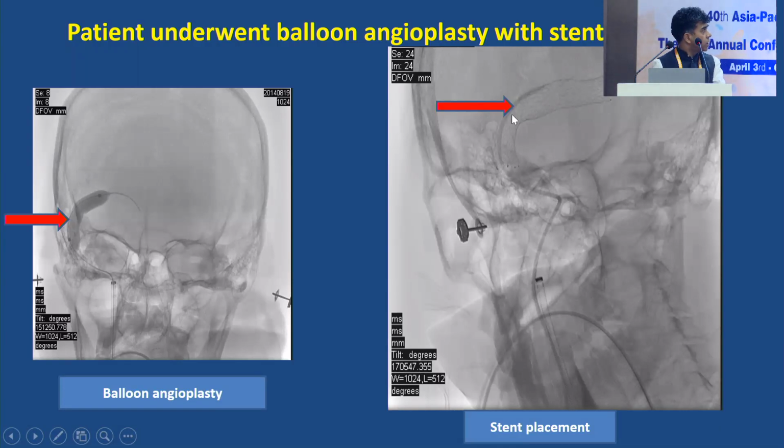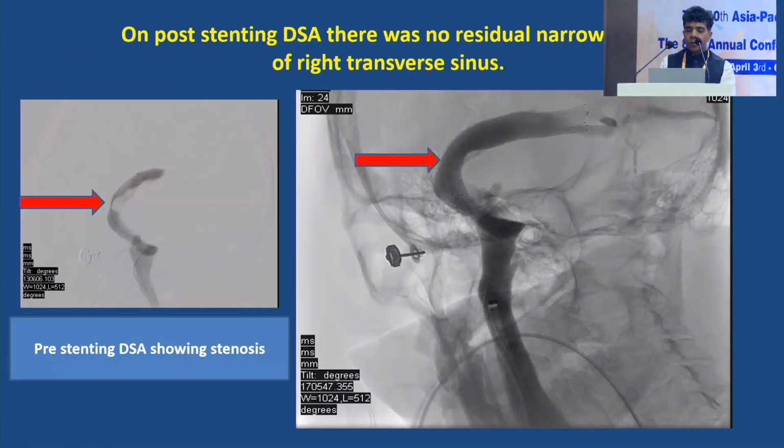Mesh, you can see. This is the meshed area. This is the stent, just as you put in a cardiac stent. So this is post stenting. You can see now on DSA, everything has opened up.